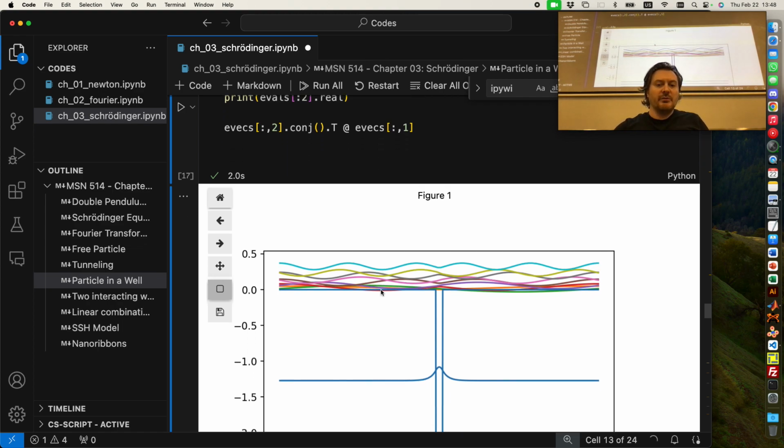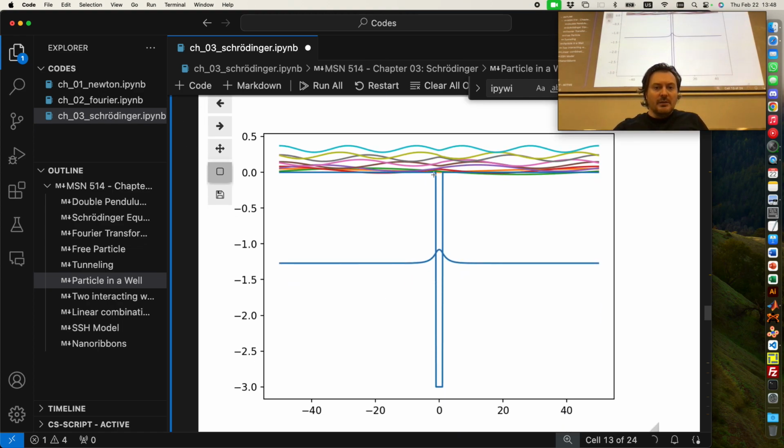What I want you to think about is this well that looks like a needle. Think of it as the nucleus of a hydrogen atom, the proton in the middle of the hydrogen atom. It attracts electrons. So when electrons see it, they feel like a needle-like potential that goes down. Does it make sense? So the electron will go around it and will form this shape.